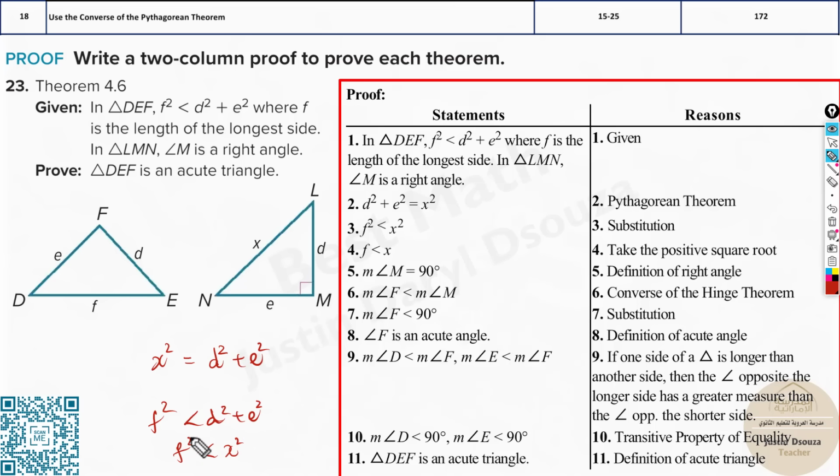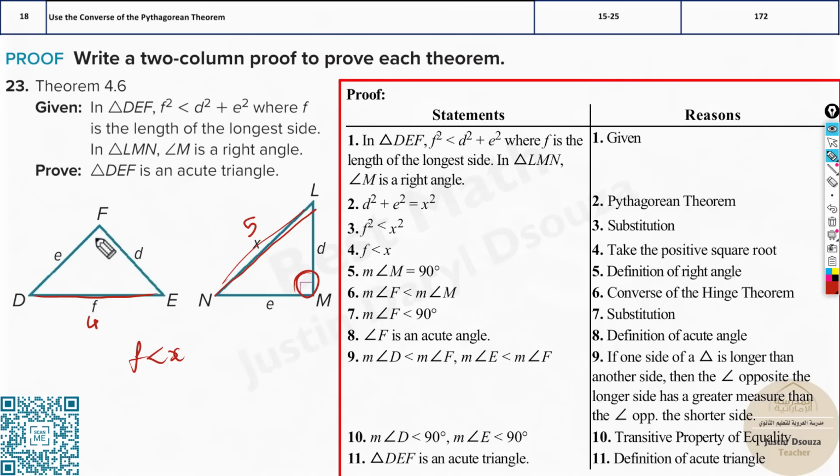Now once you know this, take the square root on both sides. What we get is f is less than x. Now once we know this much, what can we deduce? This distance f is less than x, and x is giving you 90 degrees. So this distance is not the same. Now imagine this is 5 and this is less than that, 4. So this angle also reduces. If this is 90, it must be less than 90, right? So it must be less than 90 degrees no matter what.